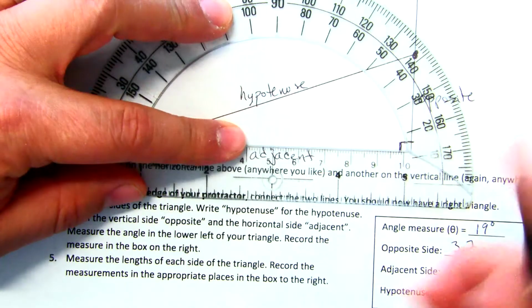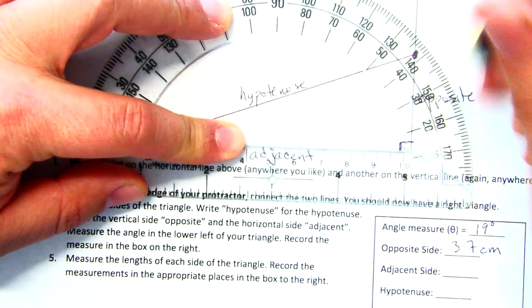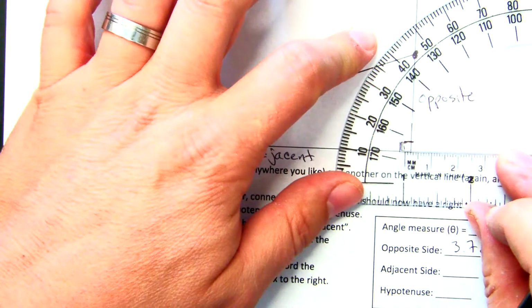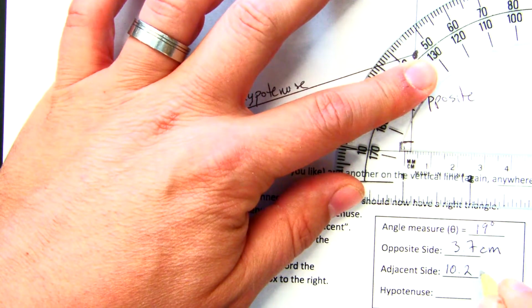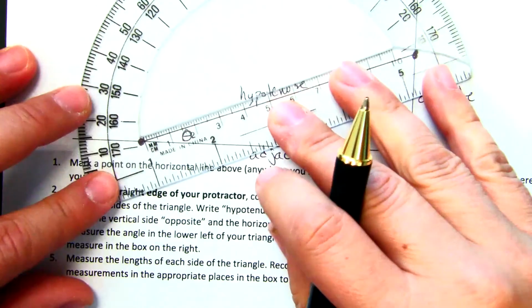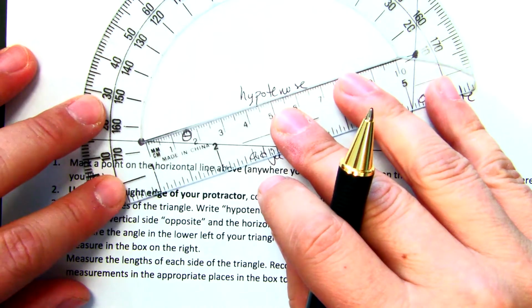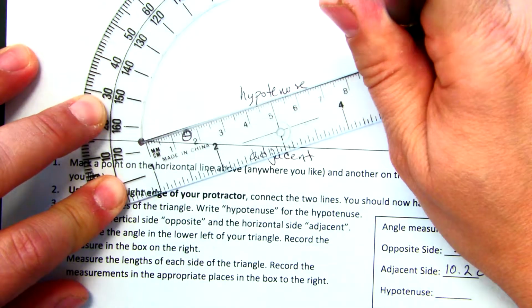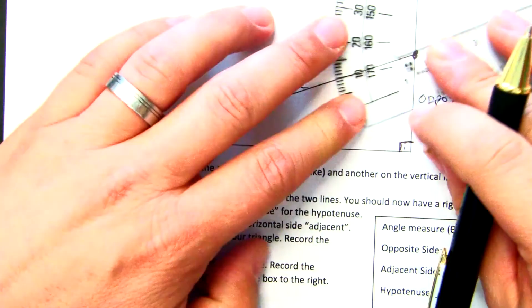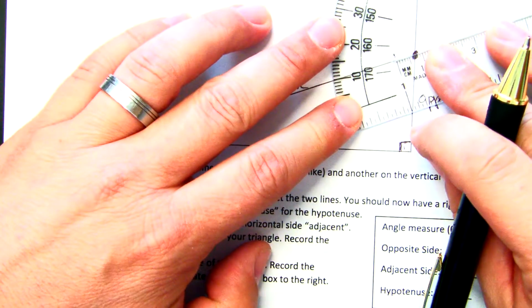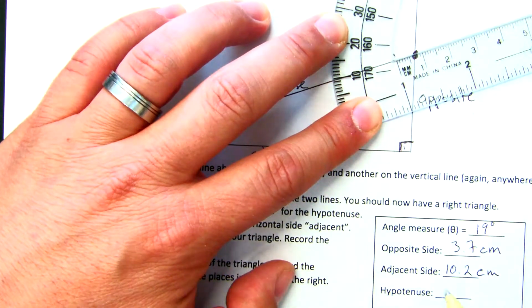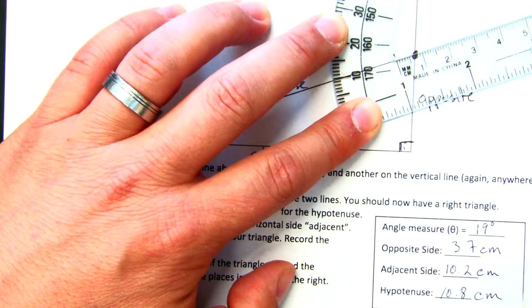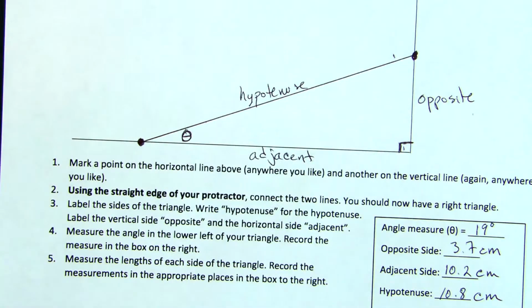My adjacent side, it's a little long. Well, there's 10 right here, so just do this, and then how far? 10.2 centimeters. And then I'll measure the hypotenuse here. I could get a ruler if I wanted to. And what do I get? 10.8, let's say. Okay, got my measurements. All right, now flip the paper over.